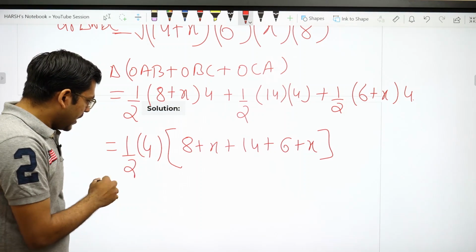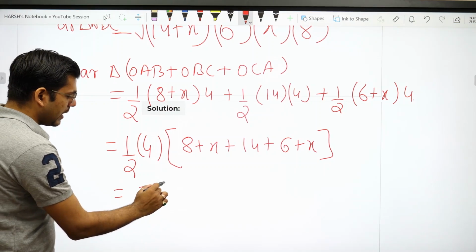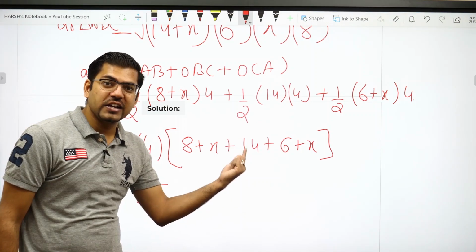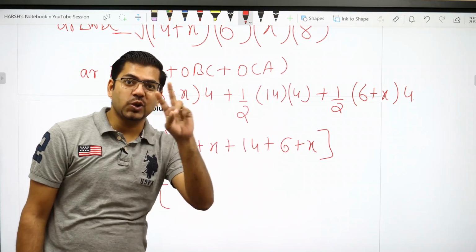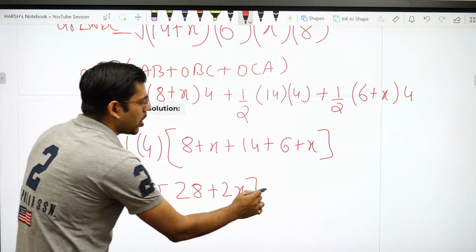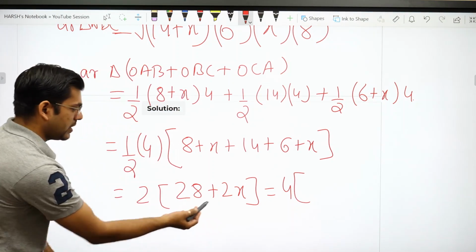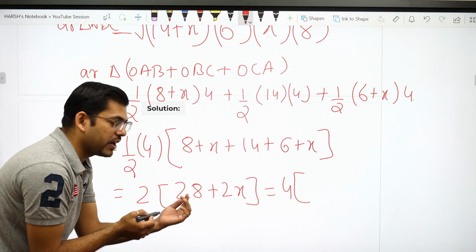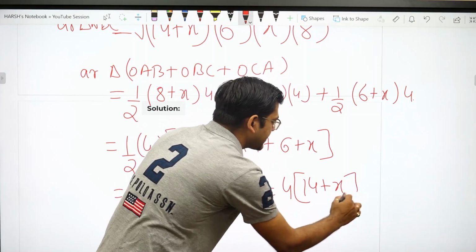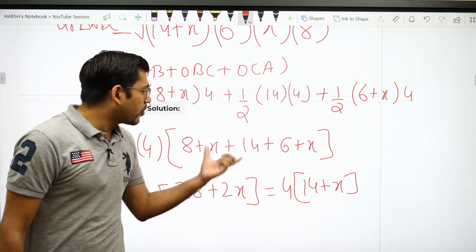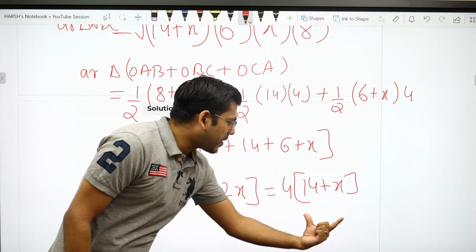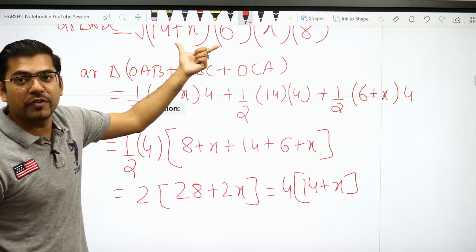Now pay attention, this half will be cancelled, so it will be 2, and here 8 plus 6 is 14, and 14 plus 14 is 28, and x plus x is 2x, so it will be 28 plus 2x. Now taking 2 common, it will become 4, and here, taking 2 common from 28, it will be 14 plus x. Now this is the final area which we have got as the sum of the 3 areas of this triangle.